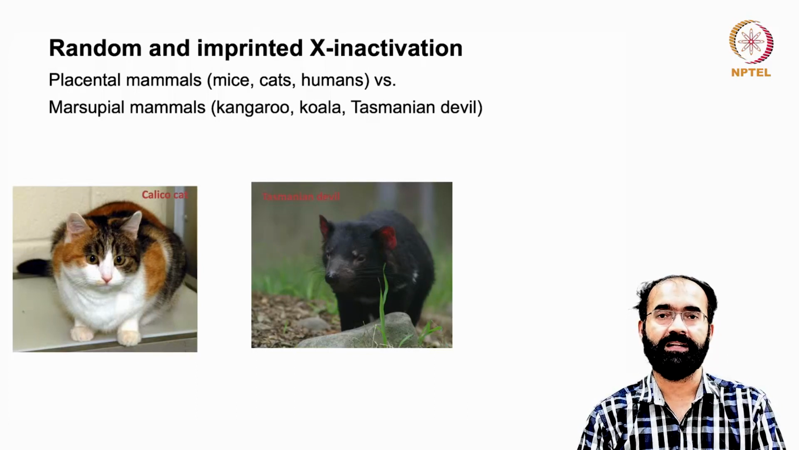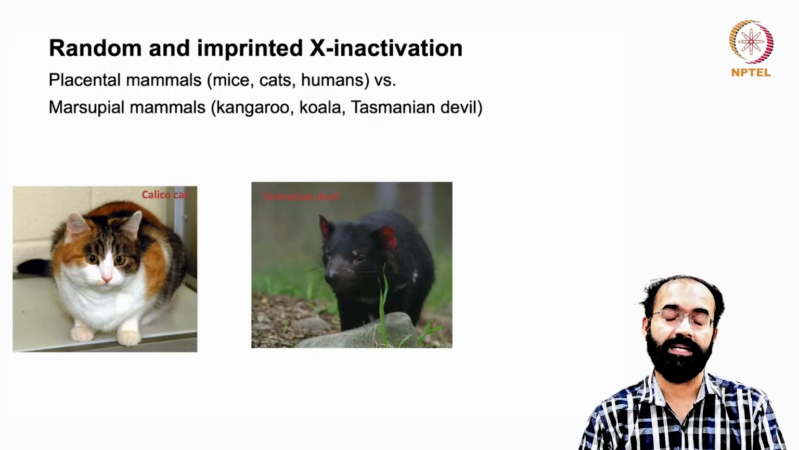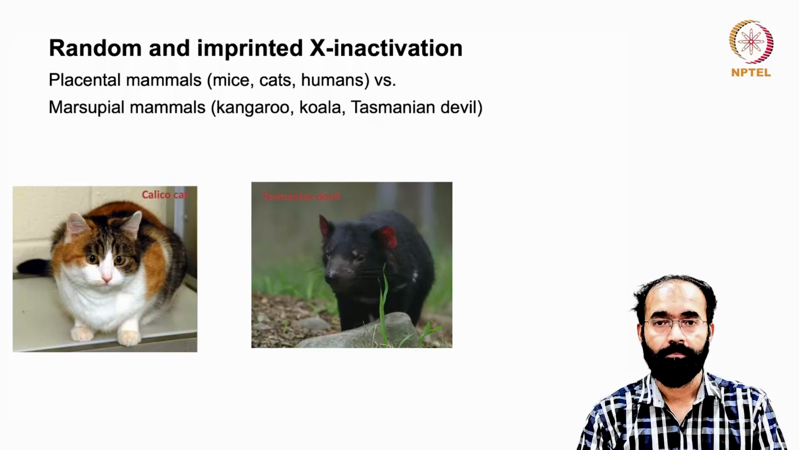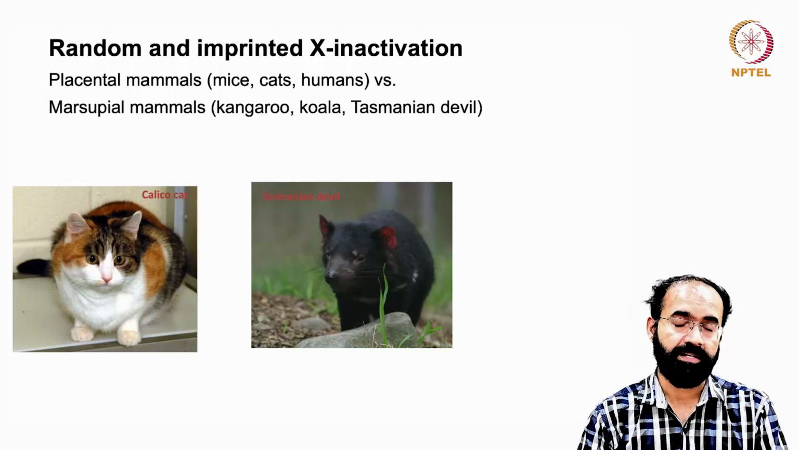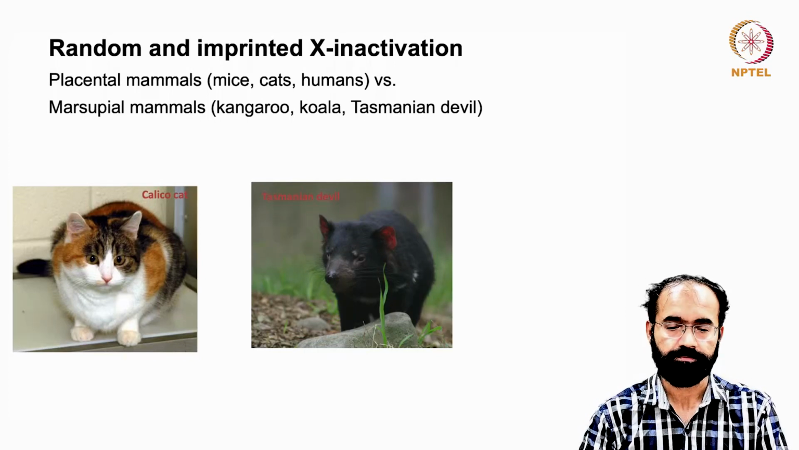Later, during the developmental stage, there is a selection taking place. Selection in the sense that randomness is coming into the picture. It can be either the maternal or paternal copy that is made inactive. Whereas marsupials follow a steady-state pattern of paternal X chromosome inactivation.